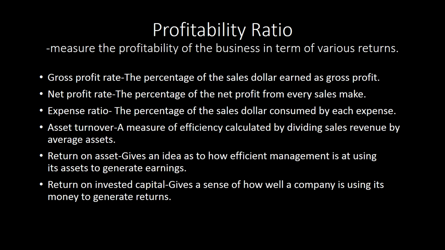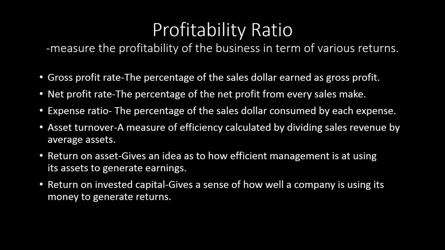Profitability ratios are used to measure the profitability of the business in terms of various returns. The ratios below are examples of profitability ratios. Gross profit rate is the percentage of the sales dollar earned as gross profit. Net profit rate is the percentage of the net profit from every sale made. Expense ratio is the percentage of the sales dollar consumed by each expense.